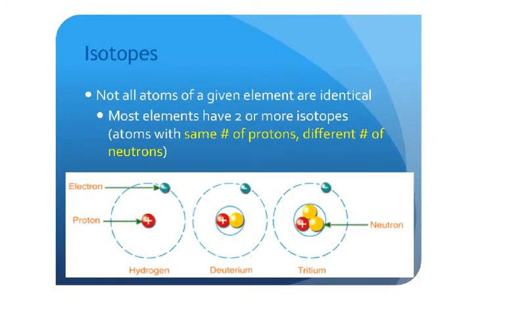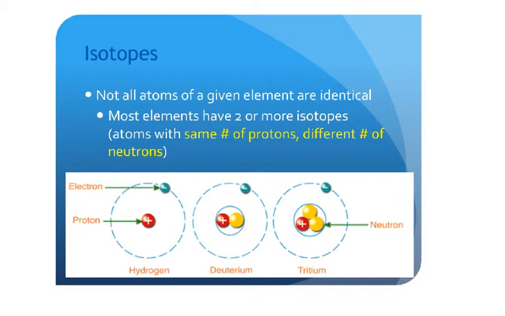Now let's look at some situations where we have neutrons and electrons that may not be the same as what they would be in normal circumstances. First, let's talk about what an isotope is. Not all atoms of a given element are identical, as Dalton once predicted, but actually most elements on the periodic table have what's called 2 or more isotopes.